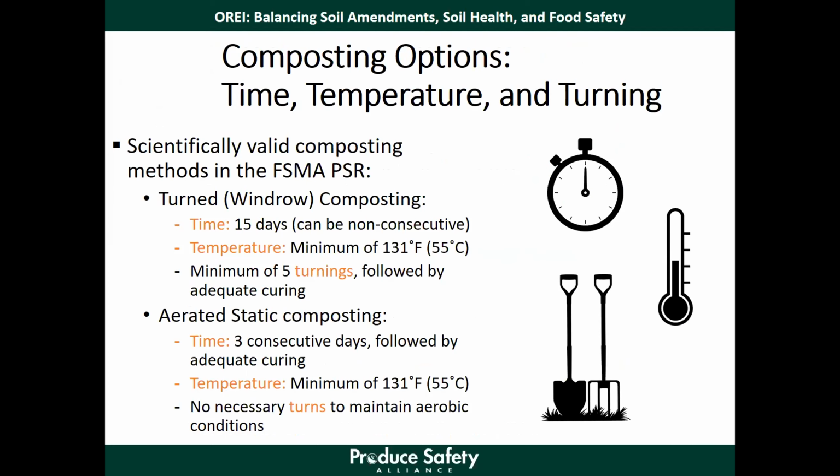And in this slide, I just wanted to visually reference what Brian and John mentioned in their presentations, that the two scientifically valid composting methods in the produce safety rule are turned or windrow composting and aerated static composting. And the time temperature turning process measurement is the same as what John talked about earlier. So the minimum number of days, minimum temperature, and then the minimum number of turnings are in alignment with the CalRecycle and EPA standards. So in the FSMA produce safety rule, the FDA did not reinvent the wheel there.